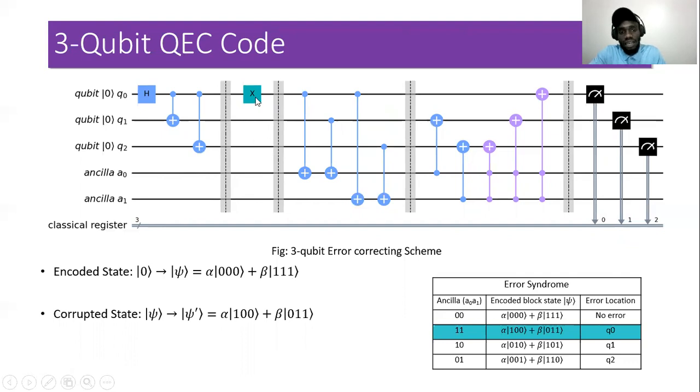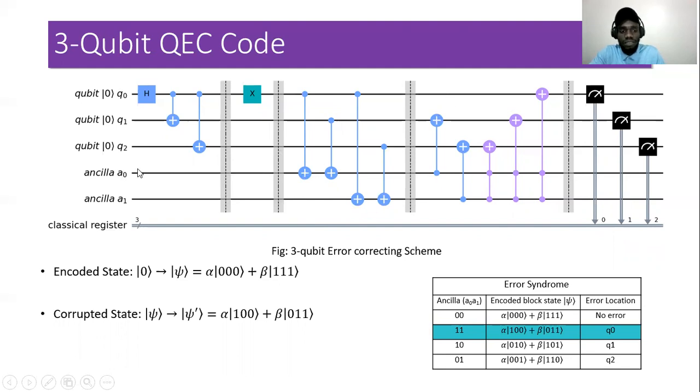By introducing an error on the first qubit Q0, we then measure the state of the ancillas A0, A1. By measuring the state of the ancillas A0, A1, we obtain A0 and A1 as 1, 1. That guides us to perform other operations that will correct the error that was placed on the qubit Q0.